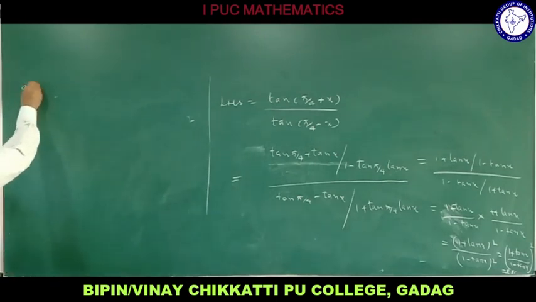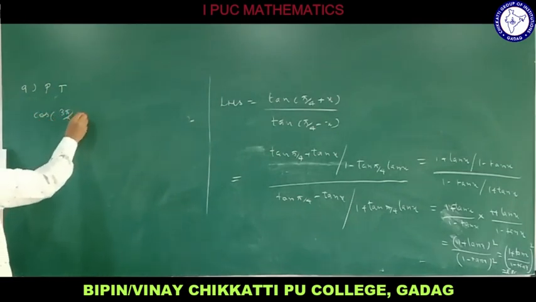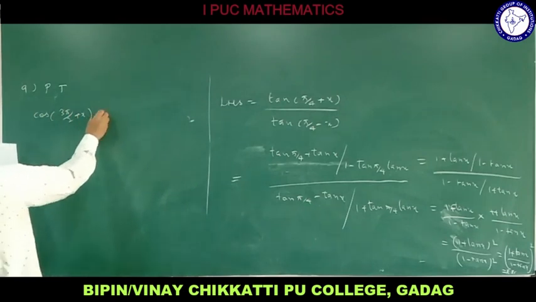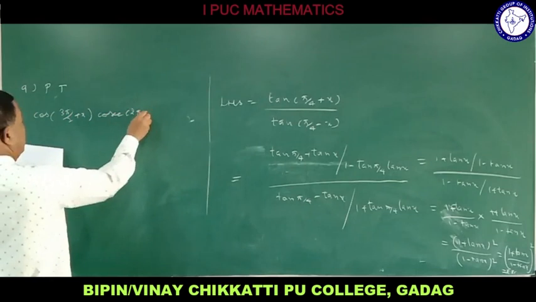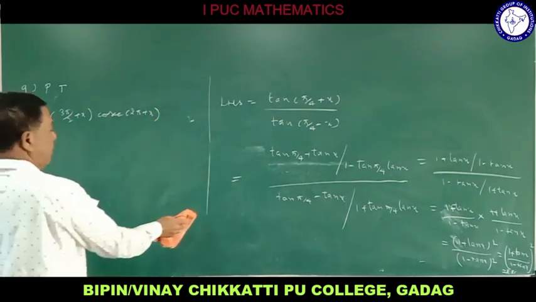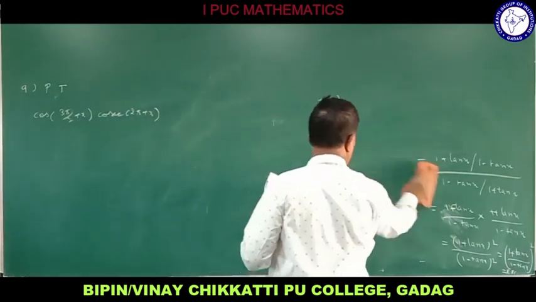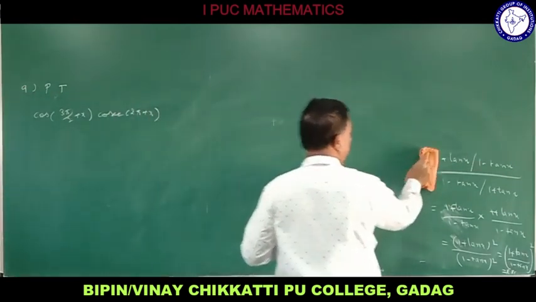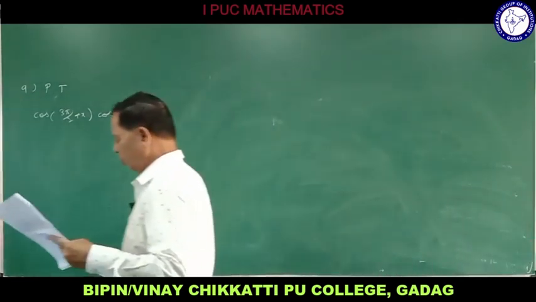Number 9, prove that cos of (3 pi by 2 plus x) cosec (2 pi plus x). So multiplying this, look at how this can be simplified. The result is very simple when you are applying basic rules here.